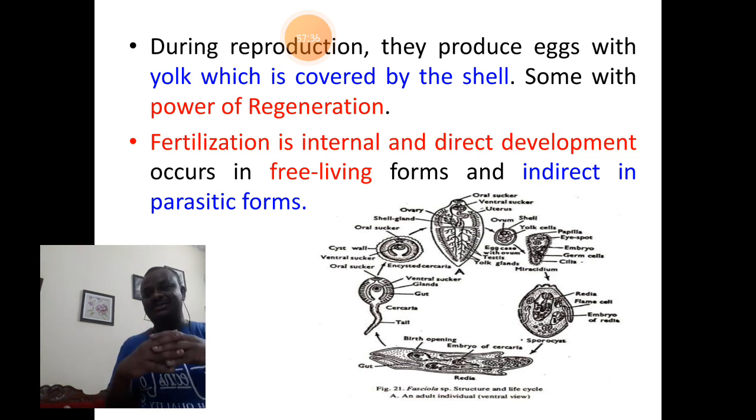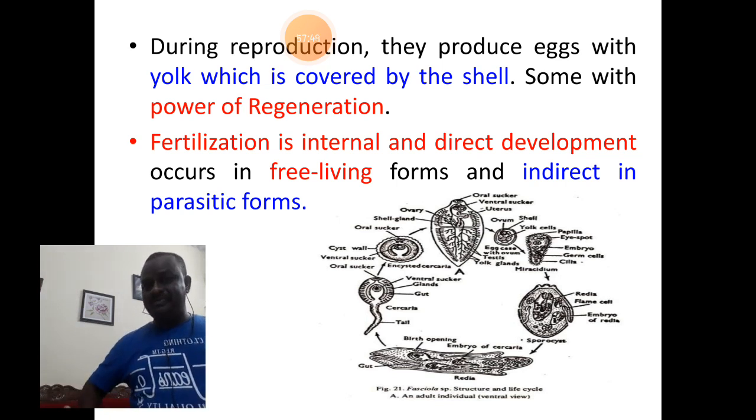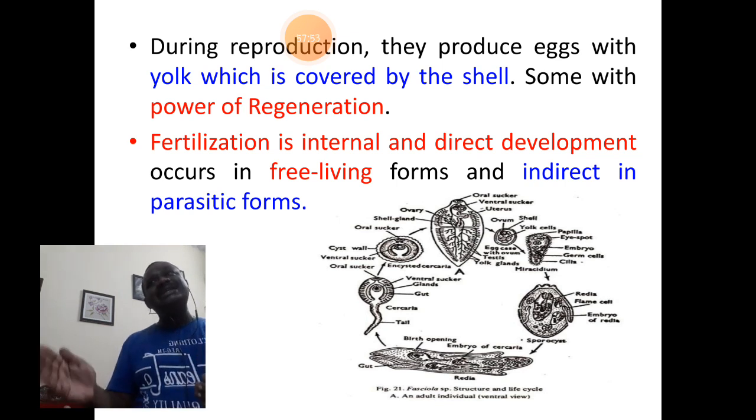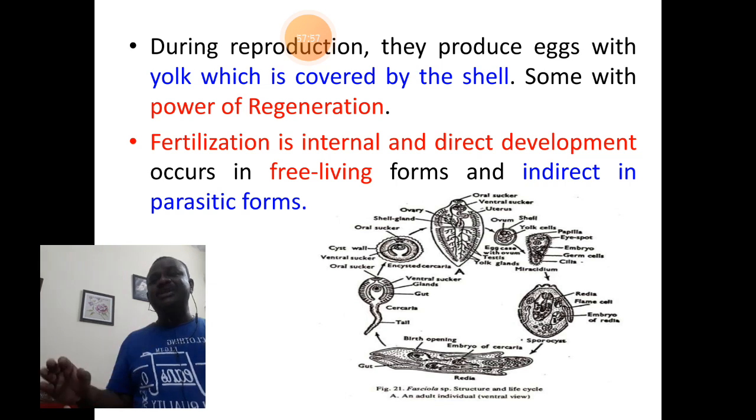After fertilization, we get the zygote. The zygote may directly develop to form the complete organism or sometimes may form organisms called larvae. If larvae are formed, which is commonly seen in parasitic organisms, we call the development indirect development.